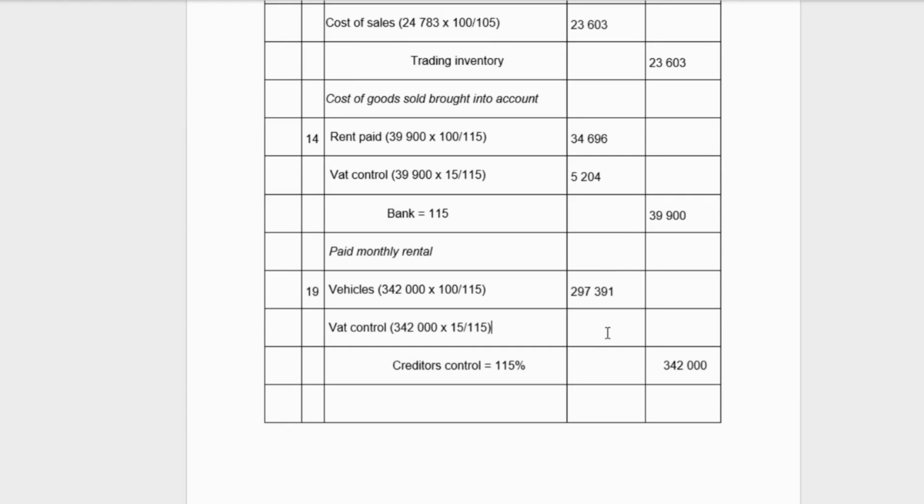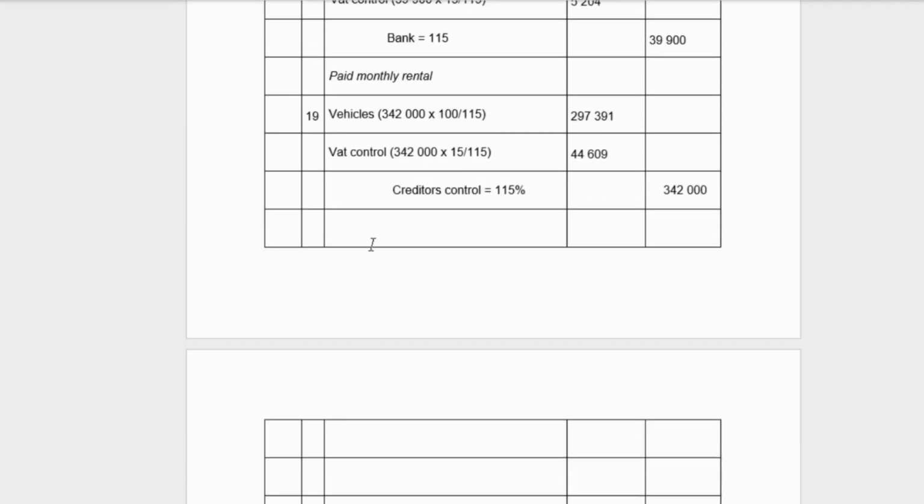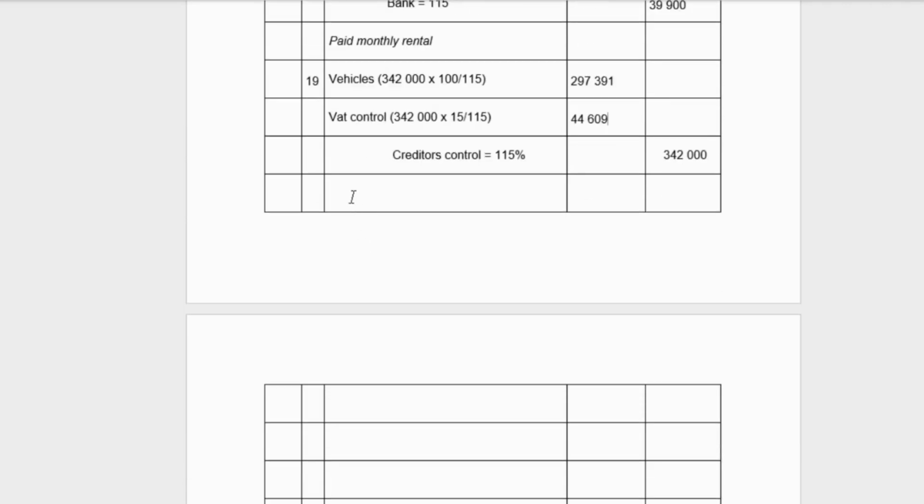And then how much is your VAT? Let me put that on my calculator. I'm getting 44,609. Okay, that is your VAT. Then we are done recording the purchase of the vehicle on credit. Now we have to go and record the deposit. We have to account for the deposit now. Let's go and account for the deposit and then we will narrate after.